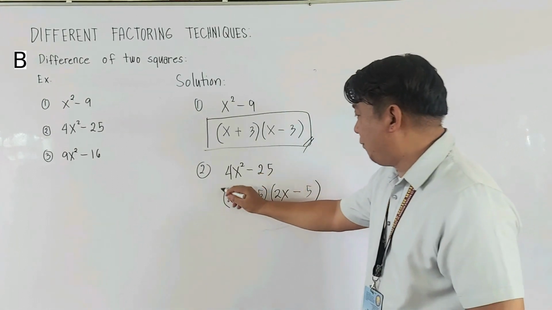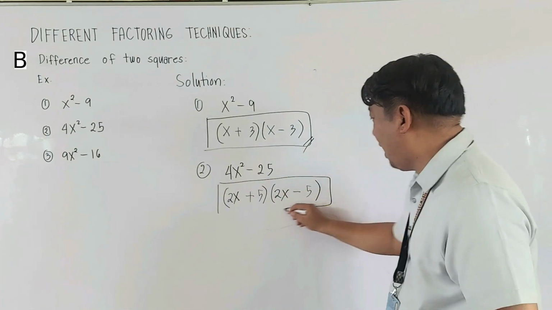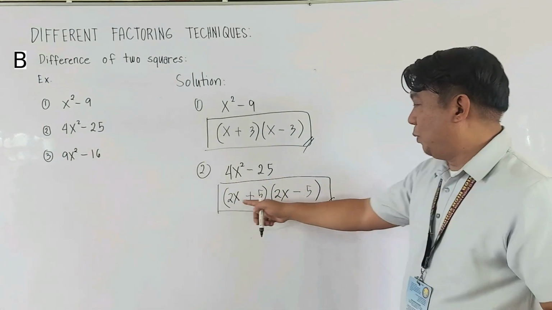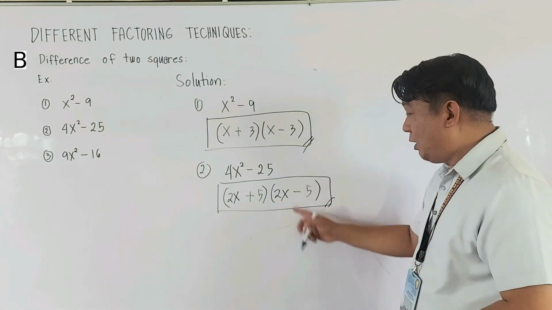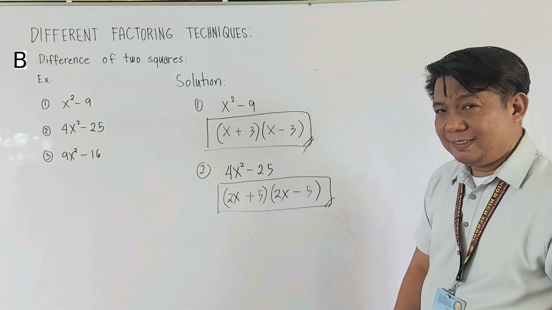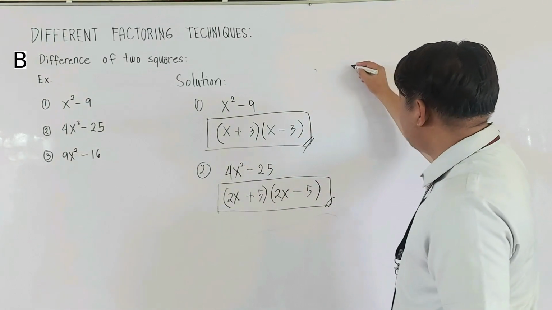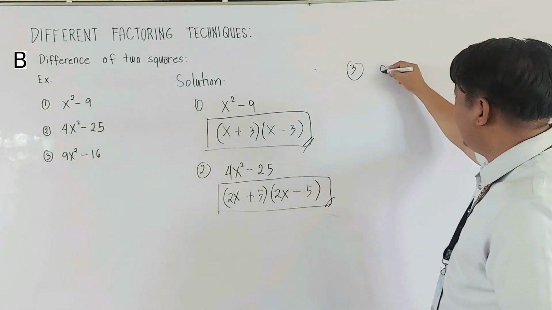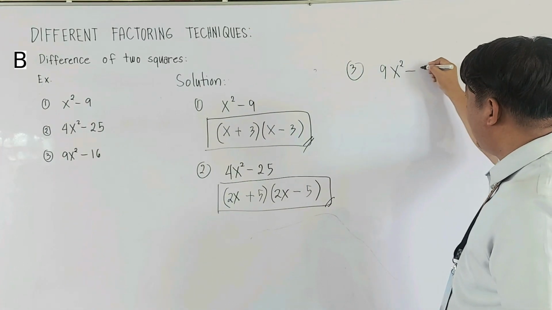So, our factors of 4x squared minus 25 is 2x plus 5 and 2x minus 5. Okay? And for the last example, we have 9x squared minus 16.